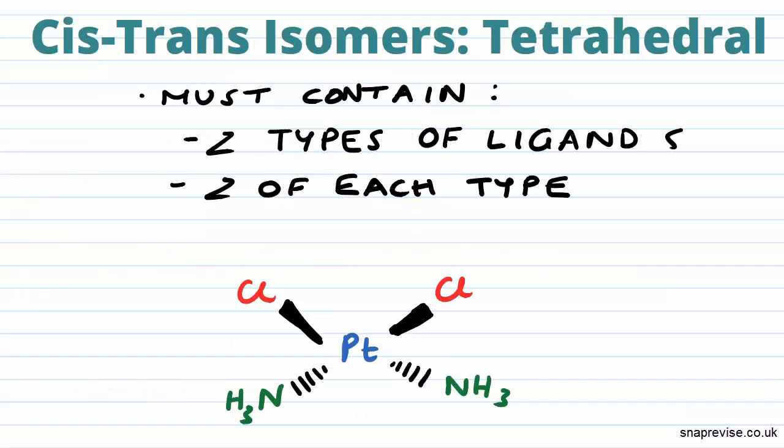So let's have a look at how cis-trans isomers can form in tetrahedral shaped complex ions. Well, in order for our tetrahedral complex ions to have cis-trans isomers, they must contain two types of ligand and they must have two of each type of ligand.